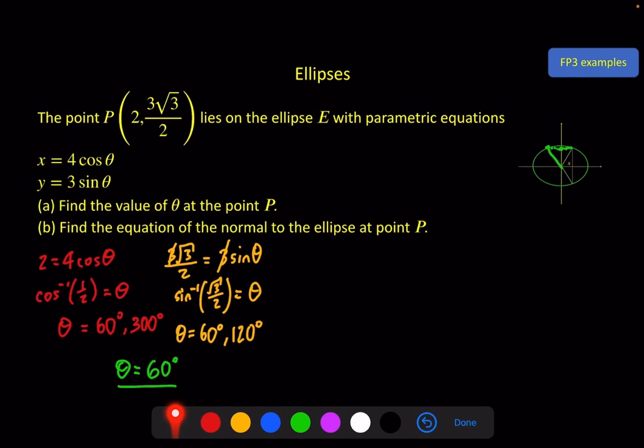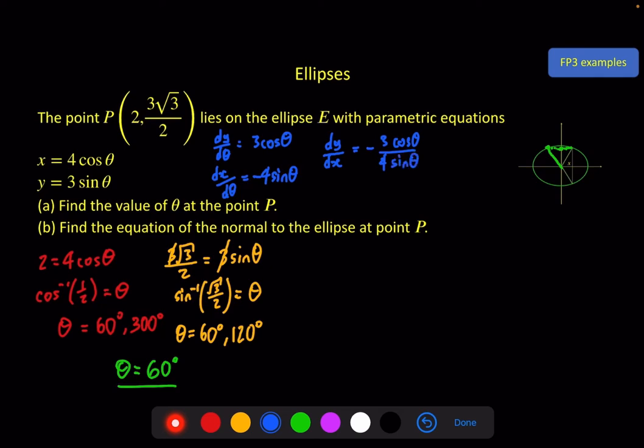Part B, find the equation of the normal to the ellipse at point P. So we need to differentiate. In this case we don't have the Cartesian form, so obviously it would be more work to put it into the Cartesian form to do implicit differentiation. So parametric differentiation is the obvious choice here. So dy by d theta is equal to 3 cosine theta, dx by d theta is minus 4 sine theta. Therefore dy by dx is equal to minus 3 cos theta over 4 sine theta.